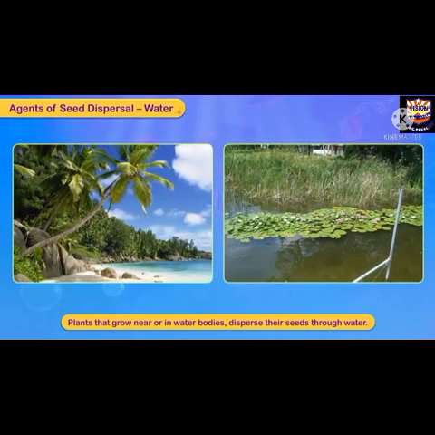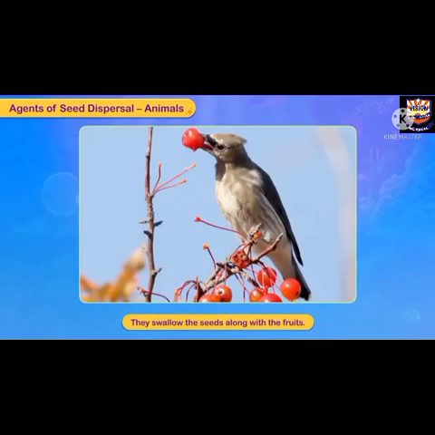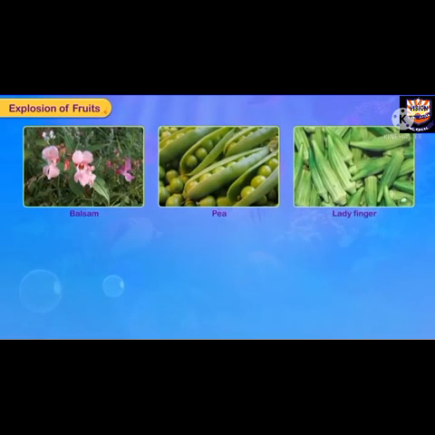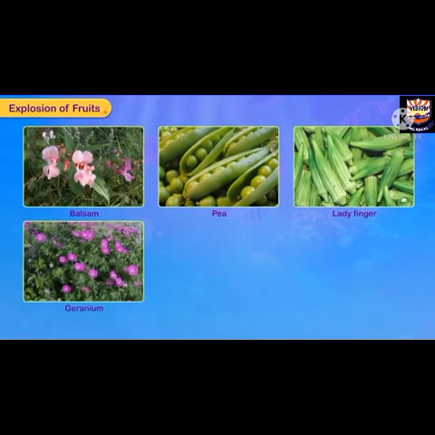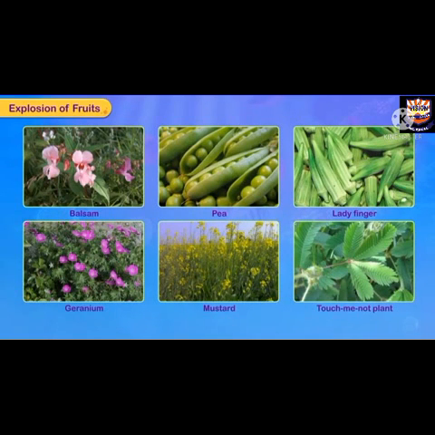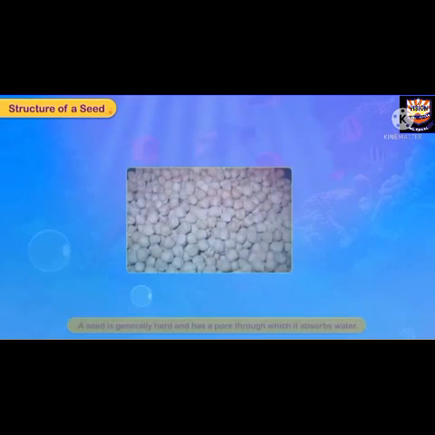Plants that grow near or in water bodies disperse their seeds with the help of water. Another agent is birds. Some fruits burst open when their seeds ripen. The examples are peas, ladyfingers, mustard seeds, the touch-me-not plant, and the balsam plant.